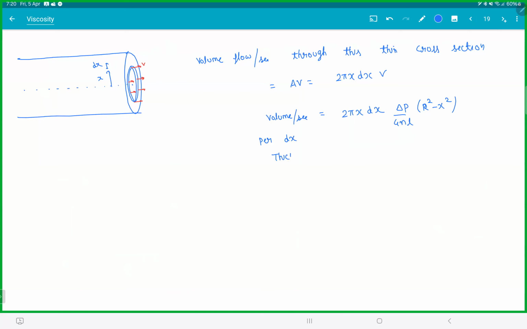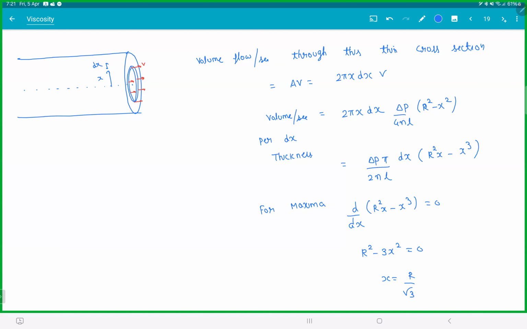This actually leads to the fourth question directly. So this guy will be delta p pi by 2 eta L into dx times r square x minus x cube. So for the fourth question, you're asking for maximum flow. This function should be maximum. d by dx of r square x minus x cube should be 0. This gives r square minus 3x square is equal to 0. x is equal to r by root 3.